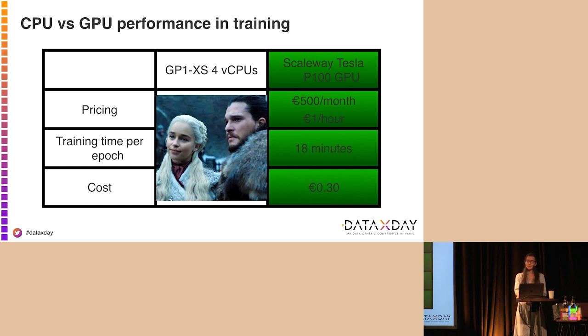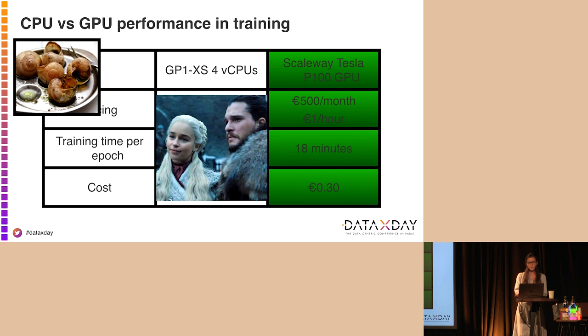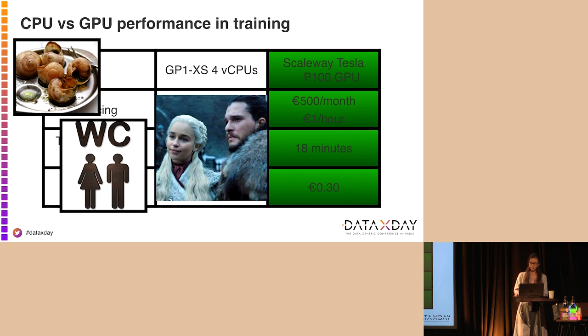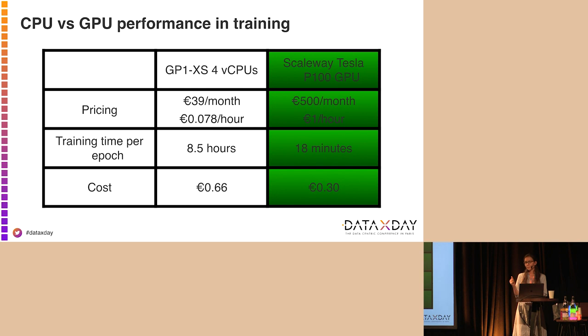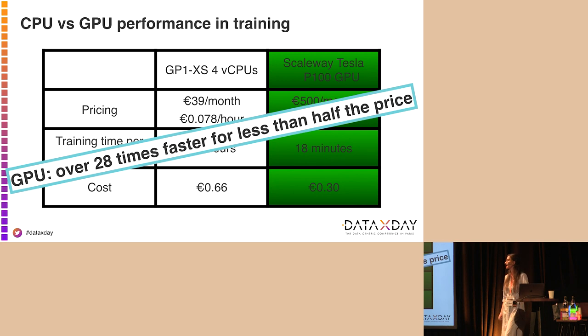But you also get over an hour left over after that for food and bathroom breaks. So we can compare that with the 18 minutes. But in addition, you all probably know that GPUs tend to be much more expensive than the CPUs. However, once you factor in the difference in time that it takes to train the model, not only is, in this case, the GPU over 28 times faster than the CPUs, it also ends up training the model for less than half the price.